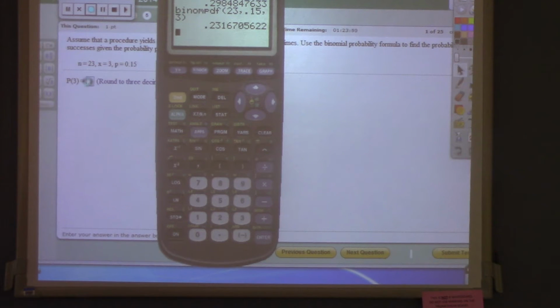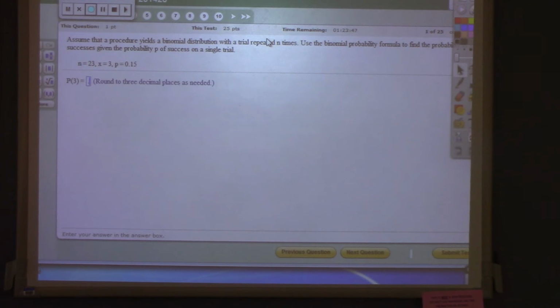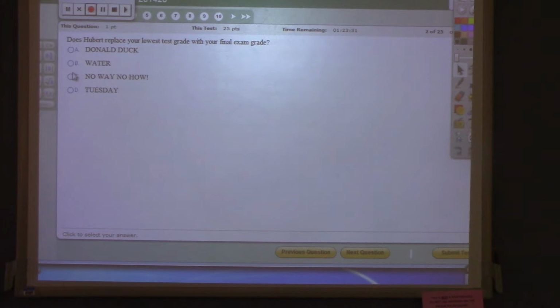0.232. Now everybody should make a 50 on the test, because those two questions, unless you round wrong like I just did on the first one. Next question.